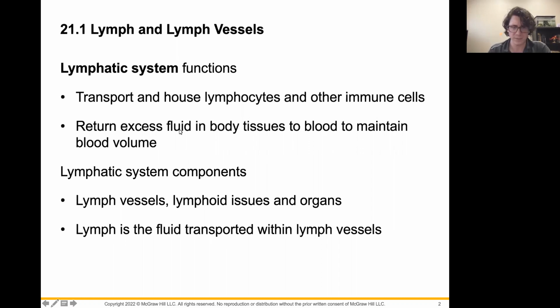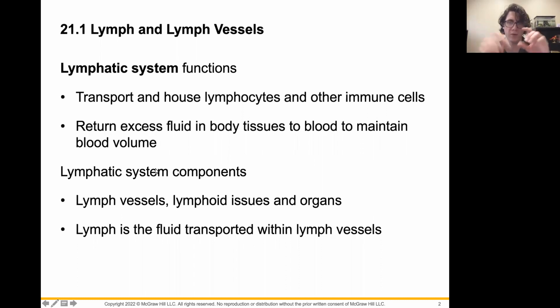Okay. Well, like I said, it's also going to be important for helping us regulate the volume of extracellular fluid that we're going to find. So if our cells take too much fluid in, they'll push that into the space outside their cells. We need a way of getting that back to the blood, as well as getting it to the kidneys so that we can eliminate it. So this is a great way for us to do that.